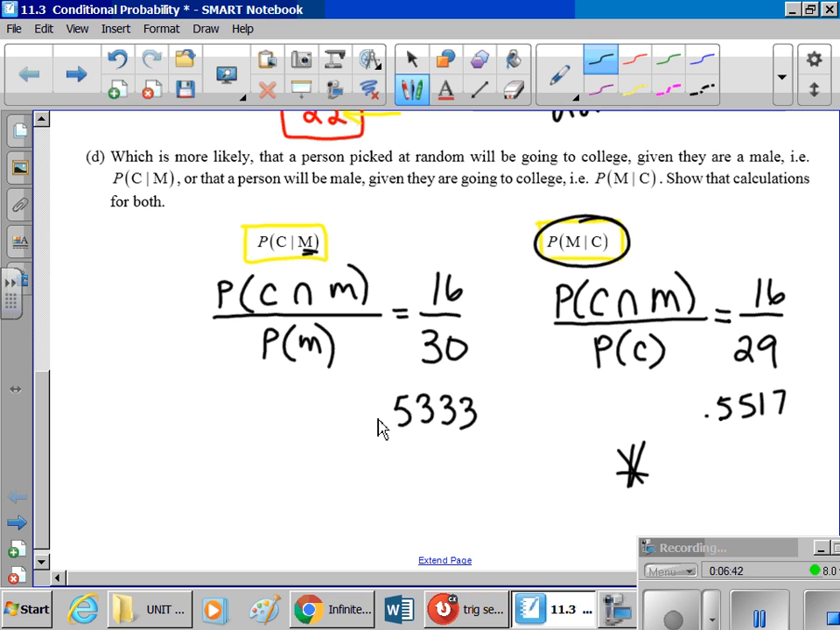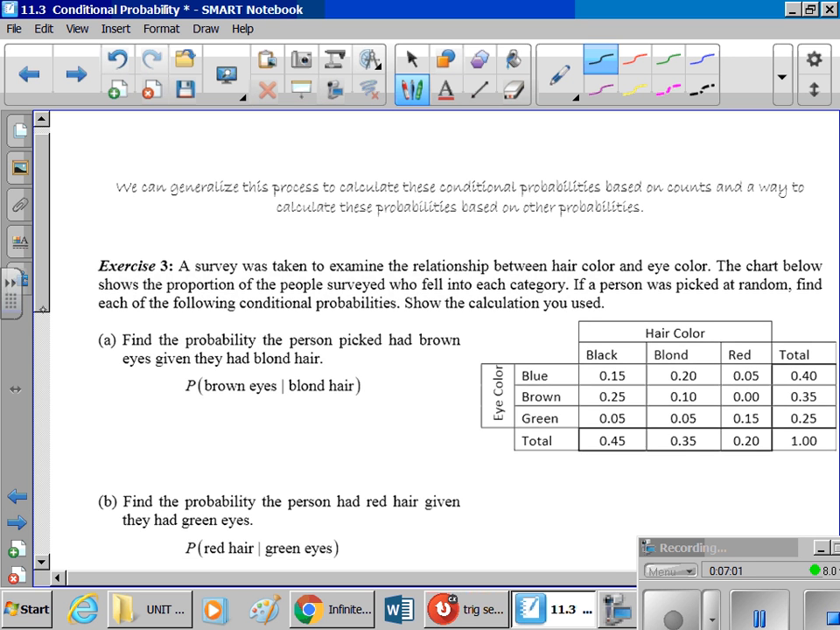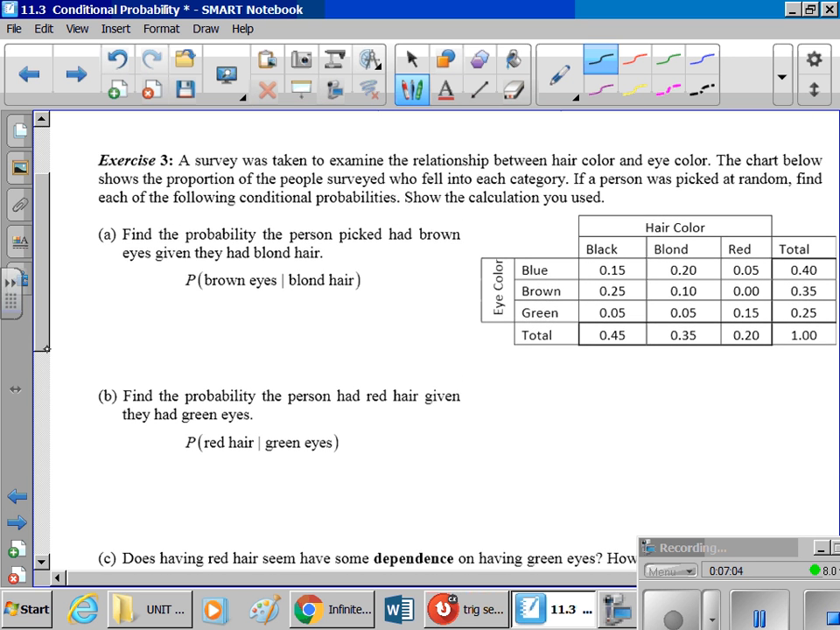Okay, let's move on to exercise 3, which, by the way, is our last exercise. We can generalize this process to calculate these conditional probabilities based on counts and a way to calculate these probabilities based on other probabilities. The survey was taken to examine the relationship between hair color and eye color. The chart below shows the proportion of people surveyed who fell into each category.